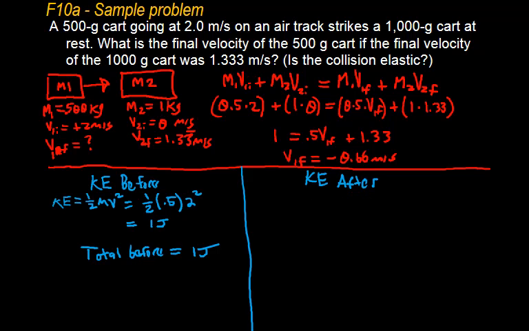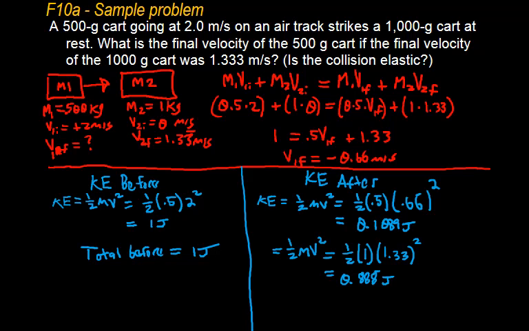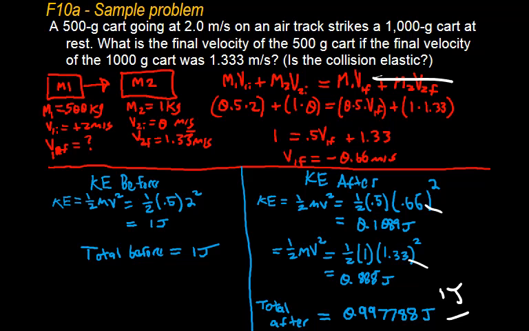All right, so beforehand we should get 1 joule, and then afterwards we also get 1 joule if we use the full values, 0.66 repeating, and then 1.33 repeating. 1 joule before, 1 joule after, so it is elastic.